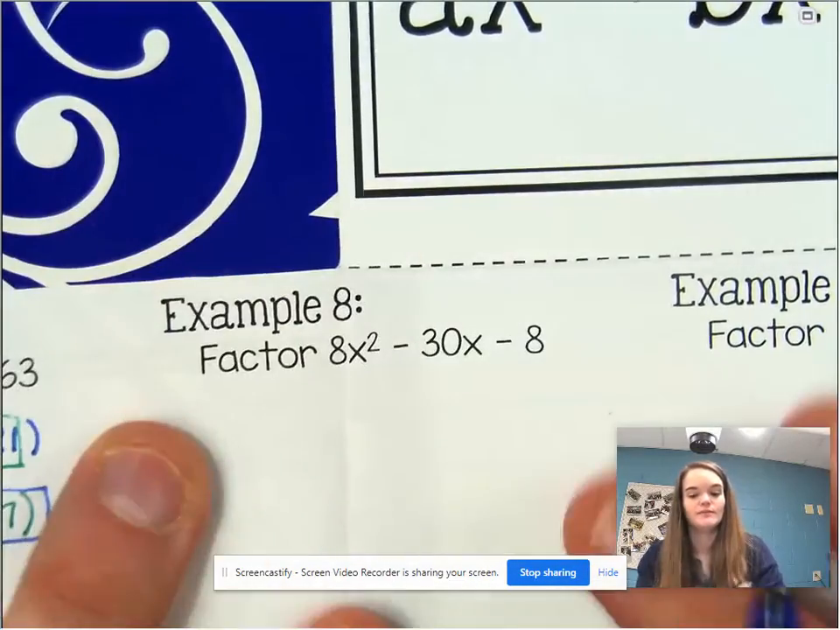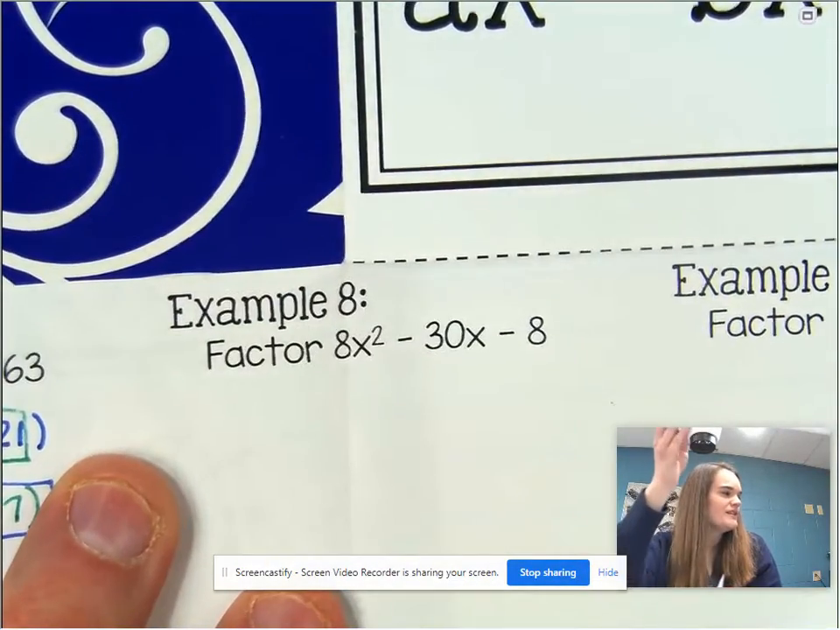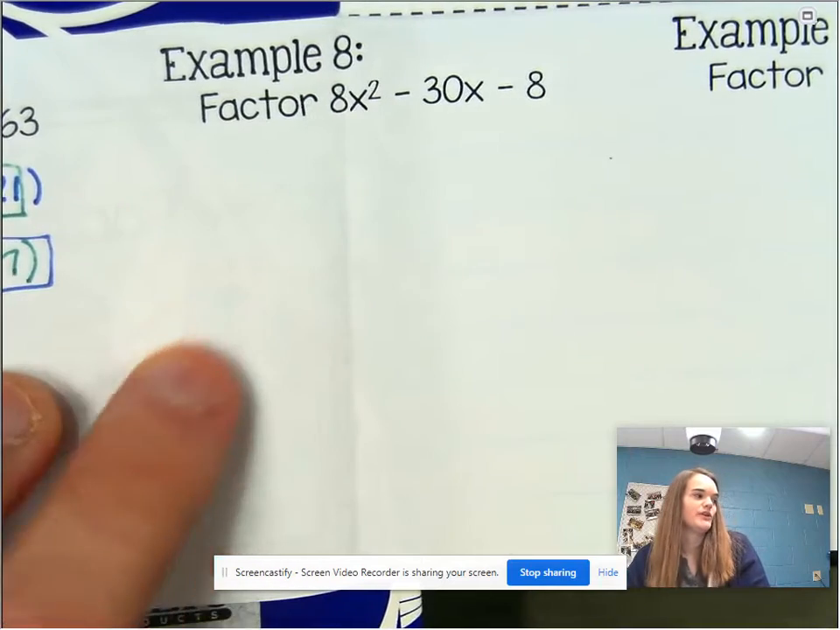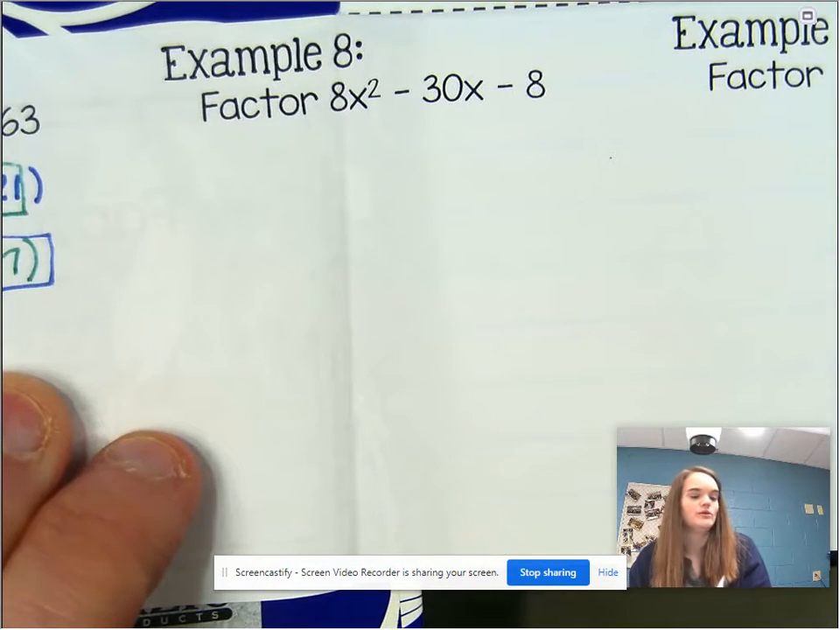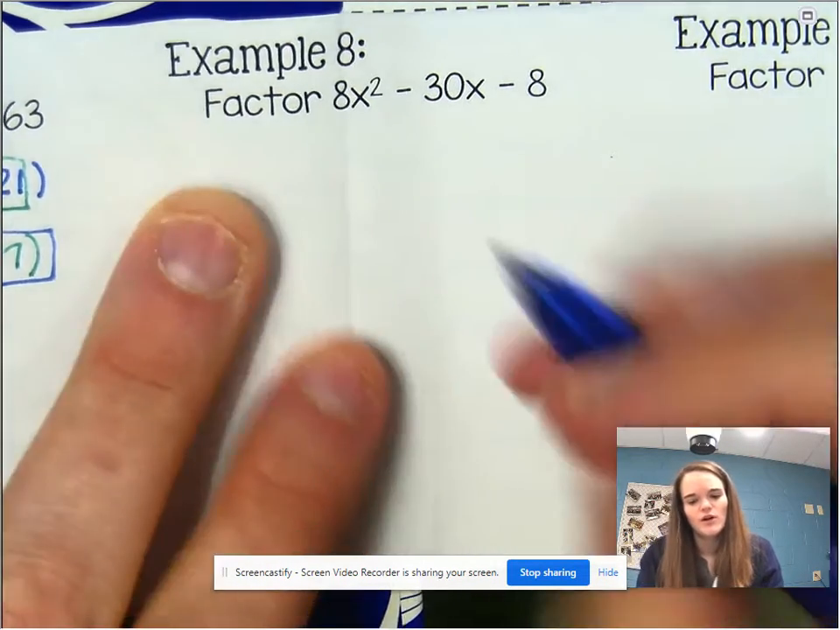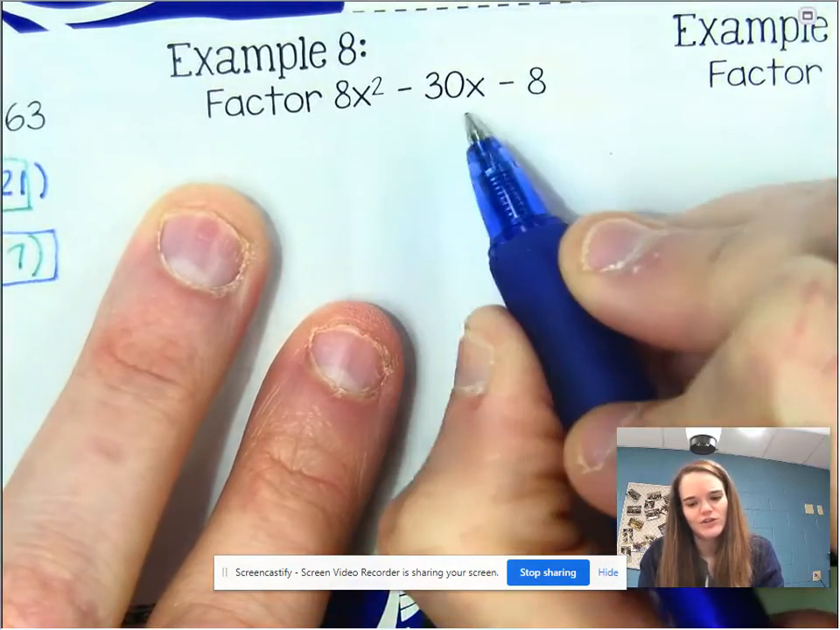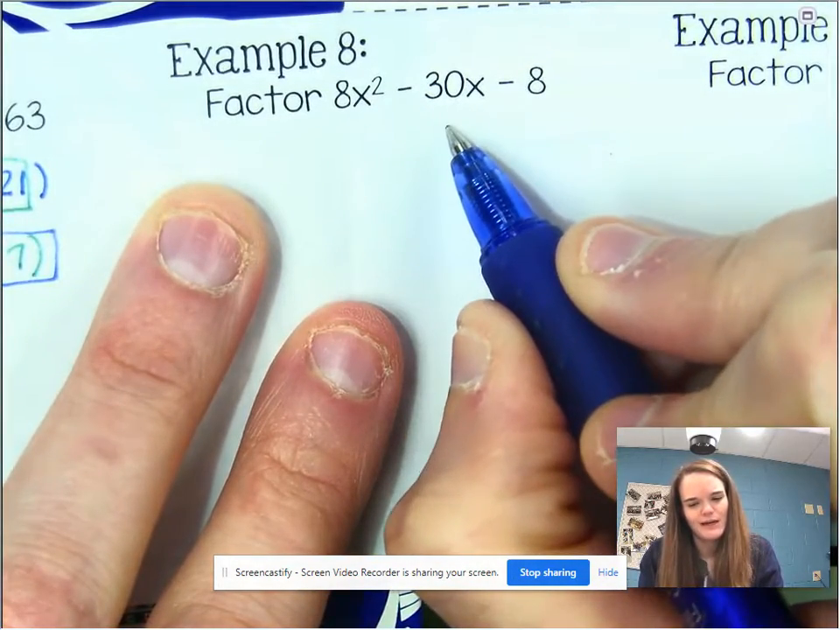Number 8. So in these, I know there's a number that's going to come out because that's the whole point in the lesson, but sometimes there won't be. You'll have to check and see. So 8, 30, and 8. I wish 8 would come out, but it won't, because 30 divided by 8 doesn't work.